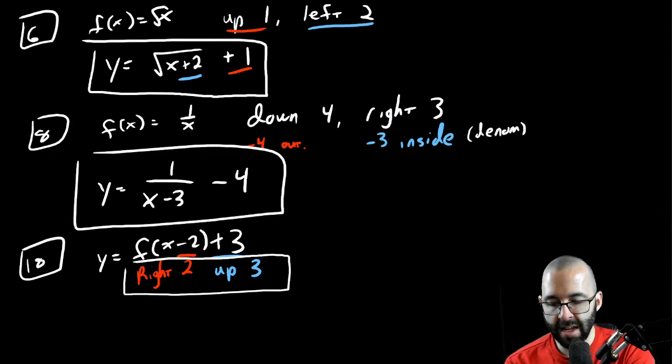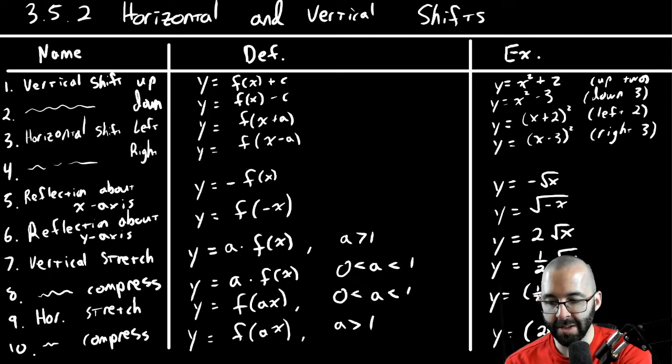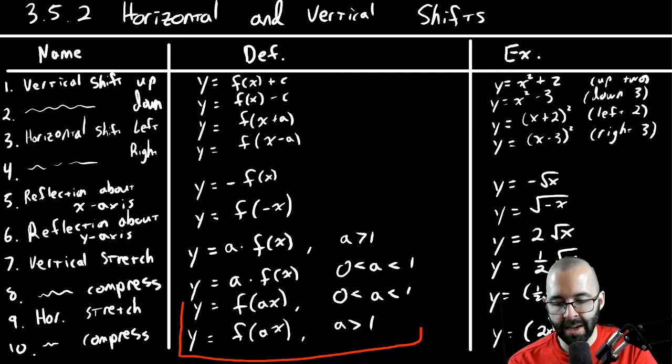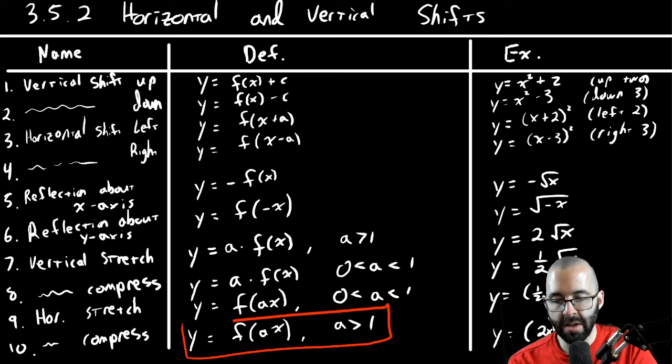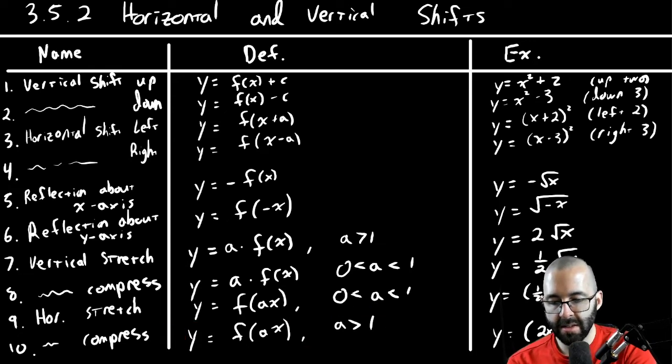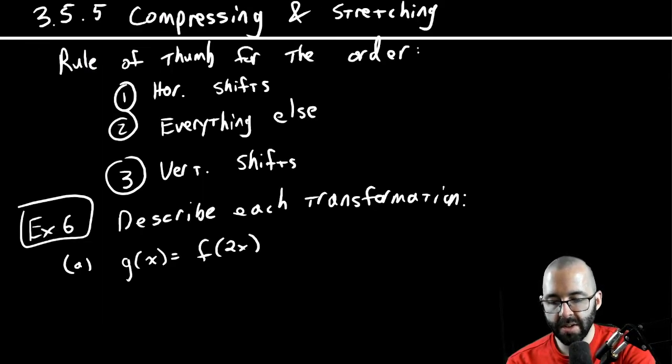Which case is that? Goodness, that table's really far. All right, multiplied on the inside. It's one of these. And a is 2, so it's this one. That's a horizontal compression by 2 or 1/2, depending on how you want to phrase it. Okay? Horizontal compression.